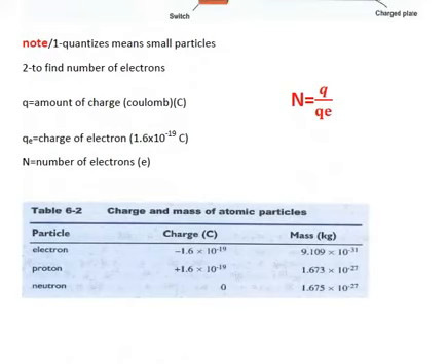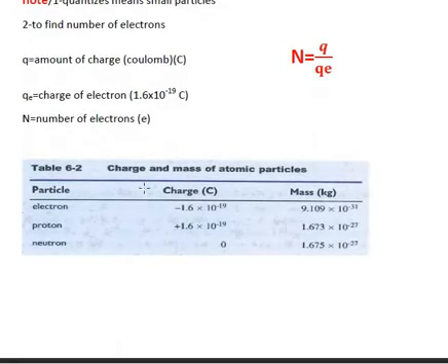Here we have table 6.2, you can check it in your book. Charge and masses of atomic particles. We have electrons, charge is given 1.6 times 10 to the power minus 19. You don't have to use this minus or plus in the question, they are the same. You can just use 1.6 times 10 to the power minus 19. The mass of an electron is 9.109 times 10 to the power minus 31 kilogram. The charge of a proton is 1.6 times 10 to the power minus 19 and its mass is 1.673 times 10 to the power minus 27. Neutron does not have a charge, it's 0, but its mass is about the same as the mass of a proton, 1.675 times 10 to the power minus 27 kilograms.